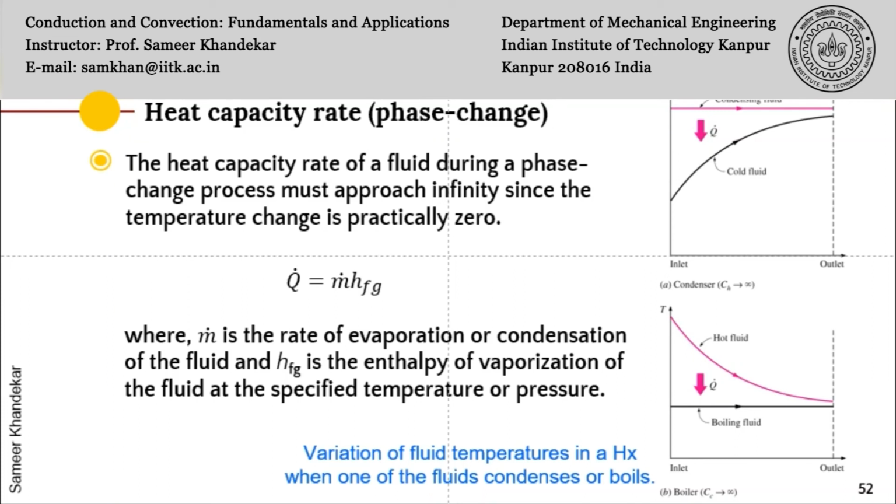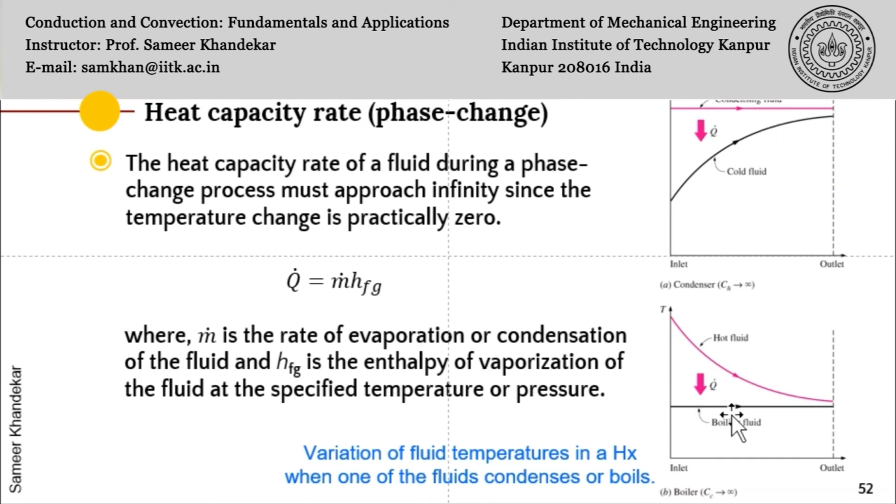Now, as you will recall, we have discussed so far only those heat exchangers where sensible heat transfer takes place in both the fluids. But as we have also noted in the earlier lectures, some heat exchangers can have boiling and condensation also, and the heat capacity rate of a fluid during a phase change process must approach infinity, since the temperature change is practically zero. You can see here a condensing fluid, where delta T is practically zero, and therefore the heat capacity rate theoretically approaches infinity.